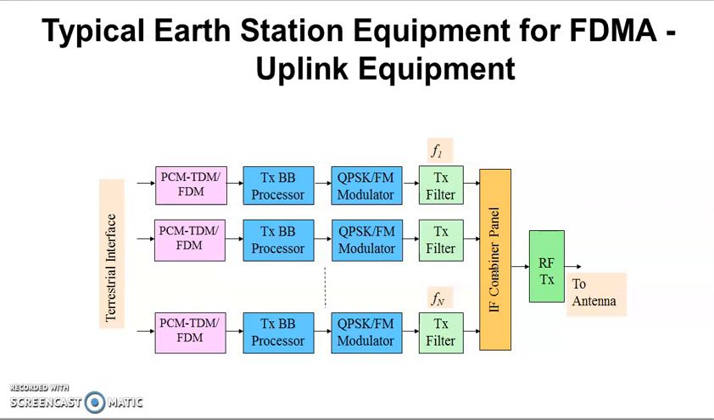Then we use an up converter for the earth station equipment for FDMA, that is the uplink. Whatever power we combine here, we can uplink our channel. So we require an up converter there, and that up converter consists of a local oscillator and a power amplifier, and that is a part of your RF transmitter module.